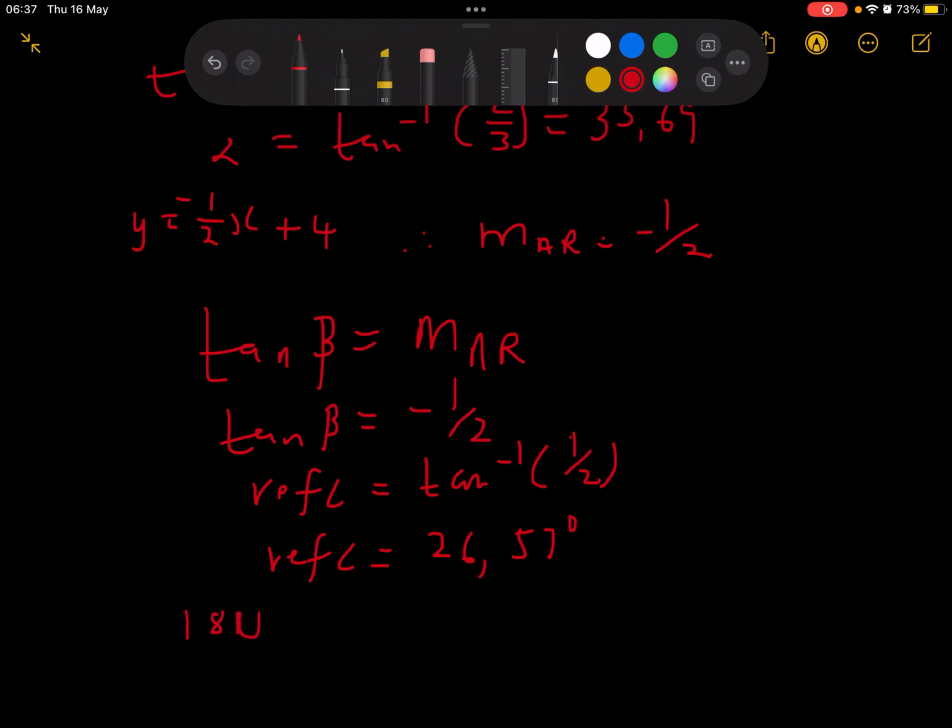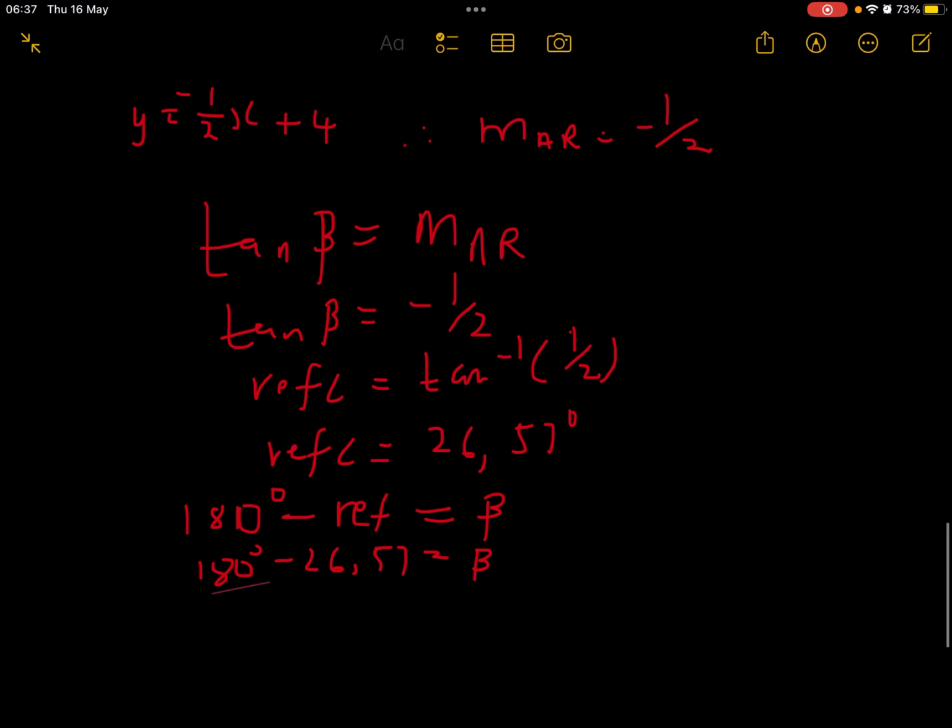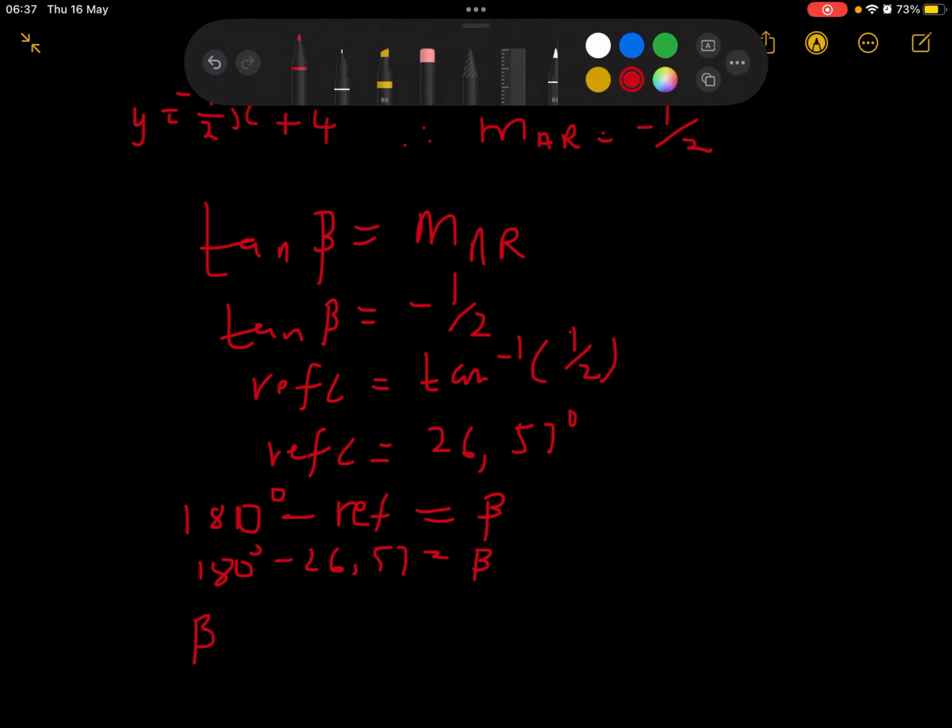Now, beta is an angle that is greater than 90. So if we say 180 minus the reference angle, we find beta. So this is 180 minus 26.57 is equal to beta. Now beta will then be equal to 153.43 degrees.